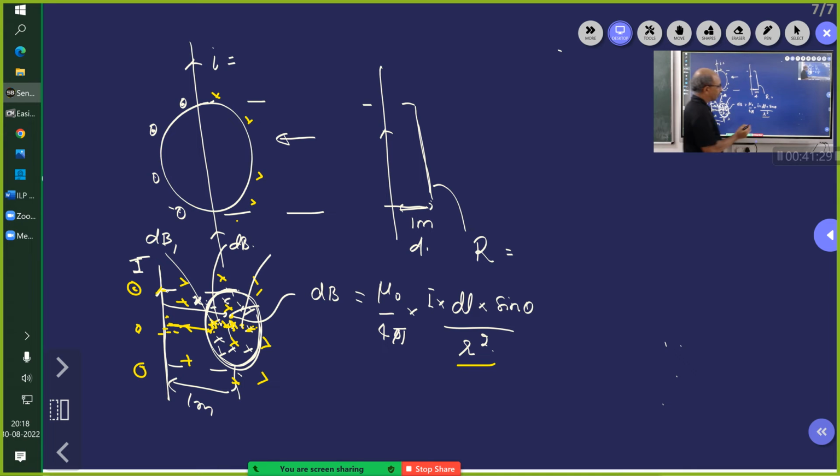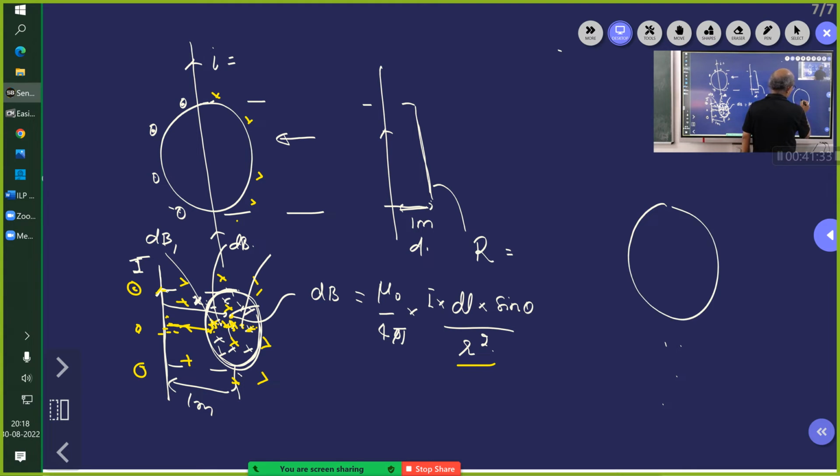So what you have to do now is, this is a circle, here you take a circle. The magnetic field you have to find out for this incremental area, this incremental area from this conductor. You have to find that out.